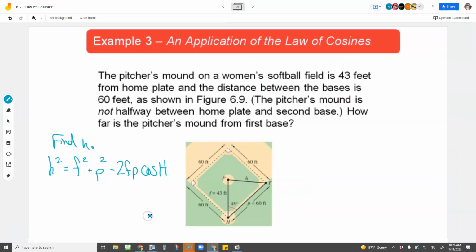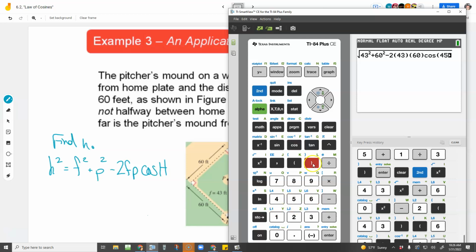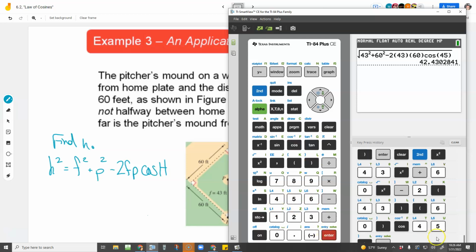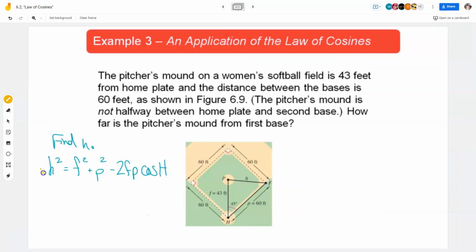Cosine of 45 degrees. We could put in root 2 over 2 if you want to be super snazzy and show off your unit circle knowledge. 42.430. How are we doing? Same exact decimals, or are you just like 42's close enough? Better be 42.43. Just don't forget that you need to square root both sides. H is equal to 42.43, right? Cool. And that is B.